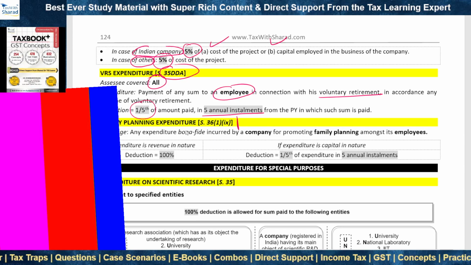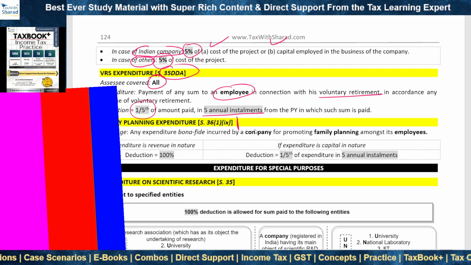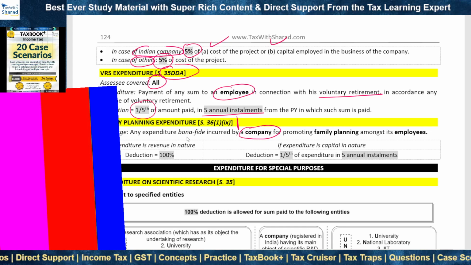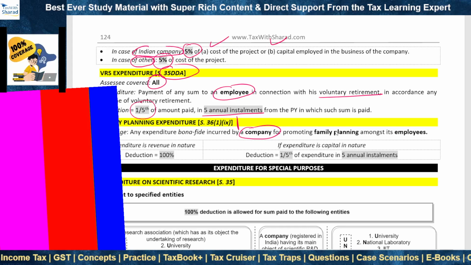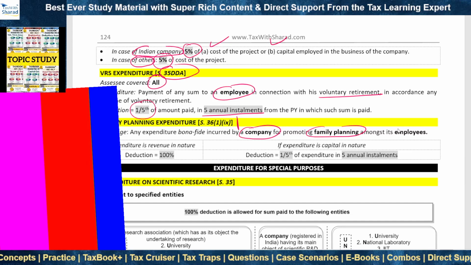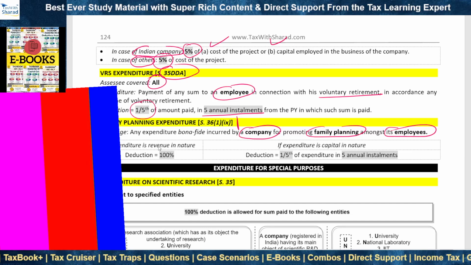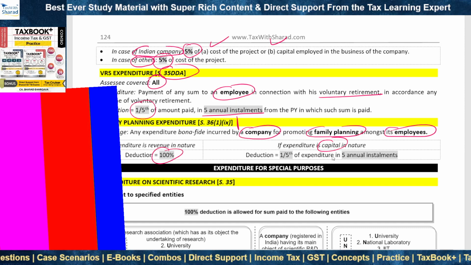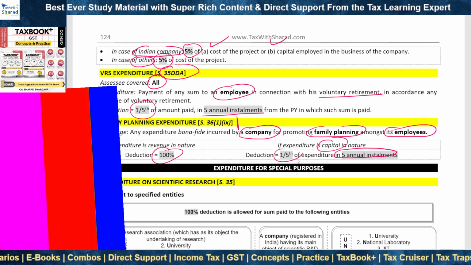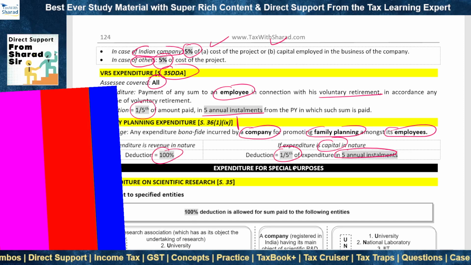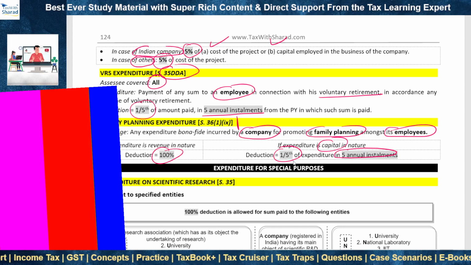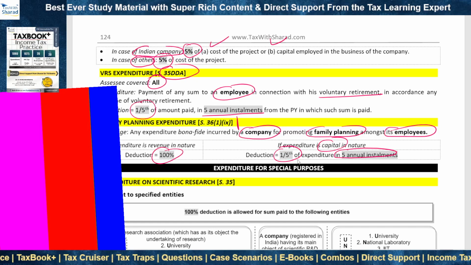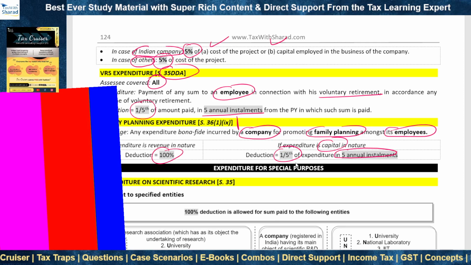Section 36(1)(ix) provides for amortization of family planning expenditure, and this applies to a company only. What expenditure is covered? Expenditure which is incurred bona fide for promoting family planning amongst its employees. If the expenditure is revenue in nature, 100% is allowed as deduction. If it is capital in nature, then it is amortized in 5 annual installments, 1/5. What about a non-company assessee? This special provision does not apply. If it is a capital expenditure, one can explore claim of depreciation as per that provision. If it is revenue, then one can explore the provisions of 37(1).